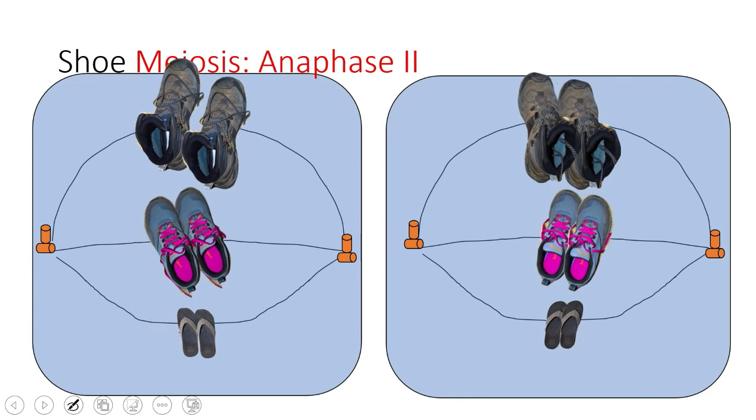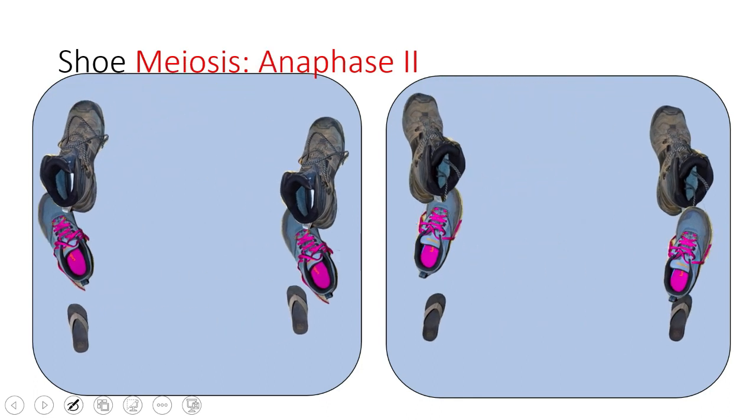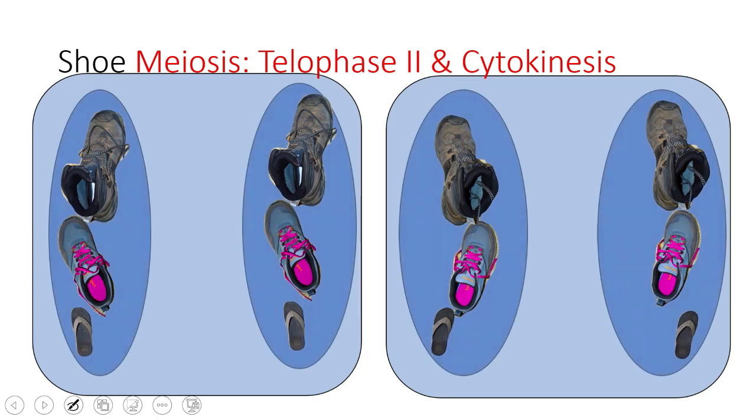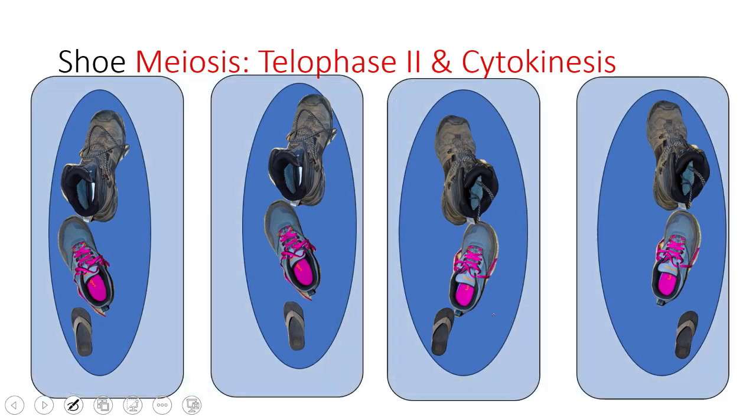Now the sister shoes are lined up. They get separated in anaphase 2. Telophase, we get the nuclear envelope back, and cytokinesis, we divide them up. Now it's a little easier to see that we really have 3 shoes in every single cell.